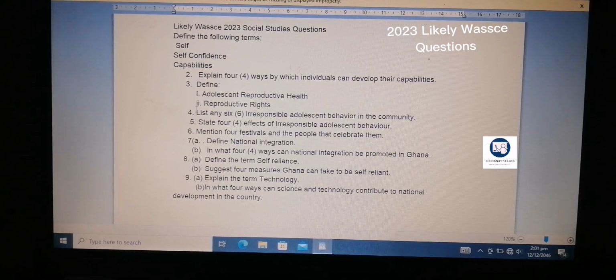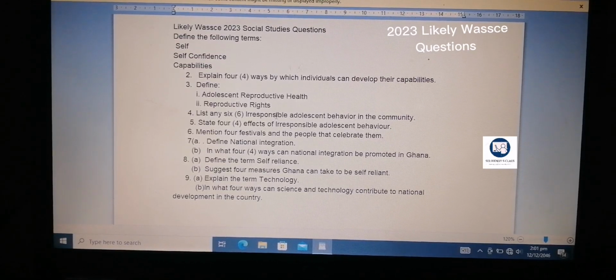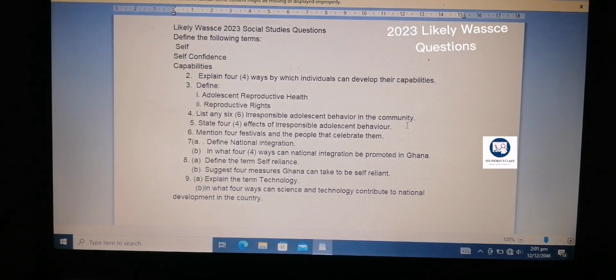Number 4, list any 6 irresponsible adolescent behaviors in the community. So basically, irresponsible adolescent behaviors are the acts or the norms or the behaviors that are not accepted by the society, or the acts or the norms that do not conform to the rules and regulations in the society.